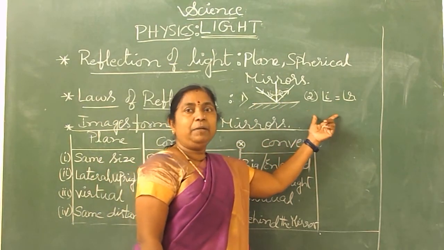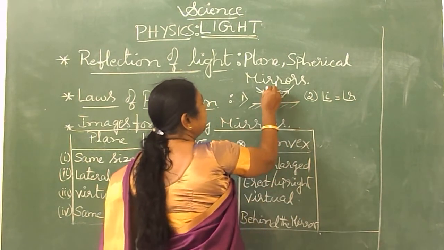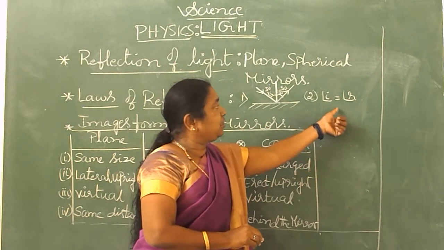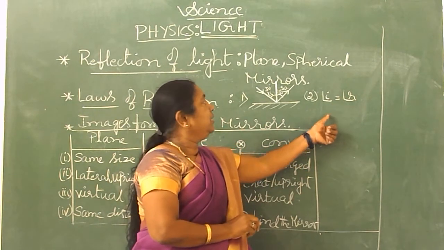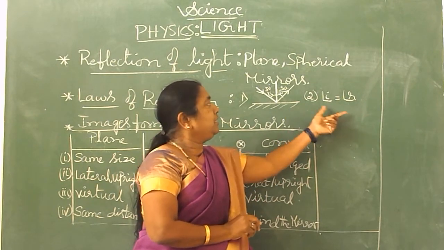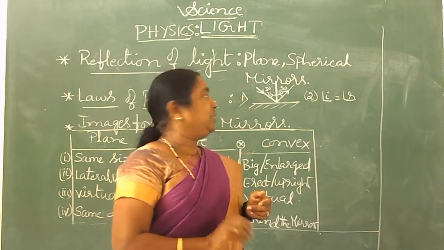Whereas the second law shows that if the angle of incidence is 30 degrees, similarly the angle of reflection is also 30 degrees. So these two are called the laws of reflection. The second law is also called Snell's law of reflection.